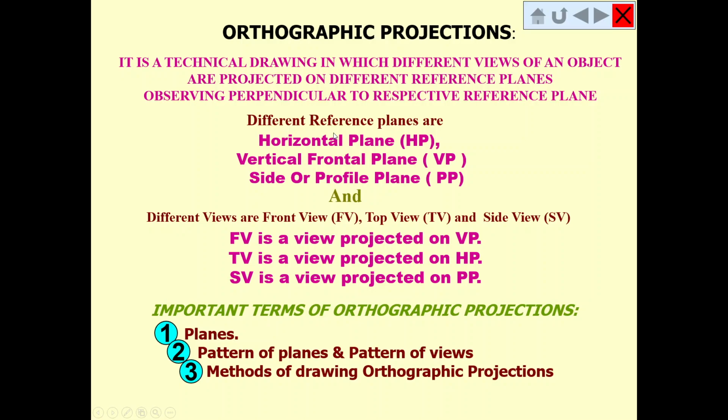The different reference planes are the horizontal plane, the vertical or frontal plane, and the side or profile plane. And what are the different views? The front view is a view projected on the vertical plane. The top view is a view projected on the horizontal plane, and the side view is a view projected on the profile plane.